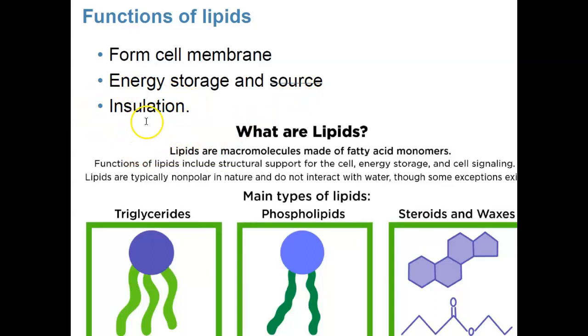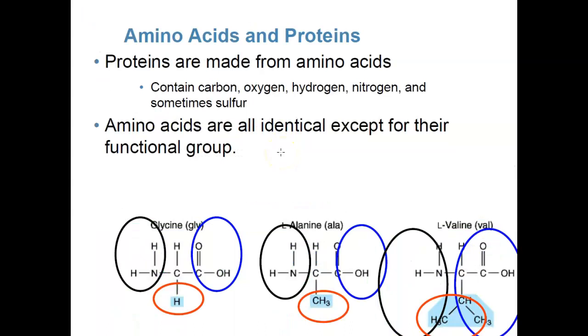And insulation. You have it around your internal organs. You have it under your skin. It's all for insulation. Now, proteins and amino acids. We have a whole lecture on these. Then we talk about their functions in the nutrition chapter.